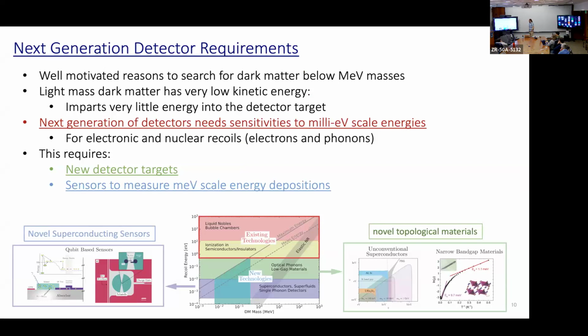So that kind of motivates why we want to look for this dark matter below a mega electron volt. We now know it has very little kinetic energy, which means very little energy is deposited in our detector. So to sum that all up, we need detectors with sensitivity to milli-electron volt scale excitations in them. And so we can look for electronic and nuclear recoils.